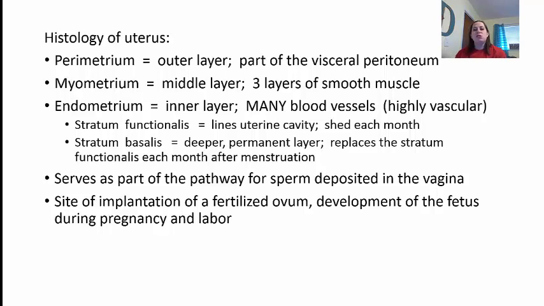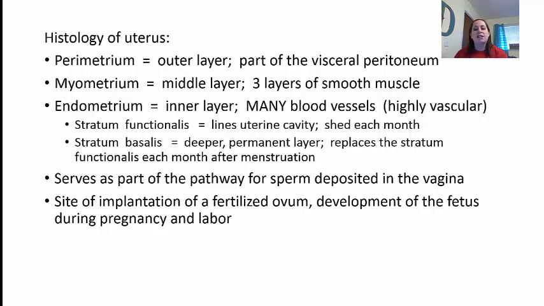Then you have the endometrium. This is the innermost layer. This contains many blood vessels. It's very highly vascular. And there are 2 layers of the endometrium. There's what we call the stratum functionalis. This is the area that lines the uterine cavity, and it sheds each month. This is the part that's going to be the shedding of the blood and the tissue each month if implantation of a fertilized egg does not take place.